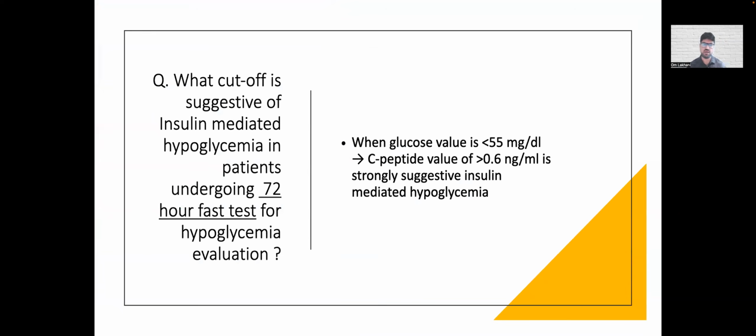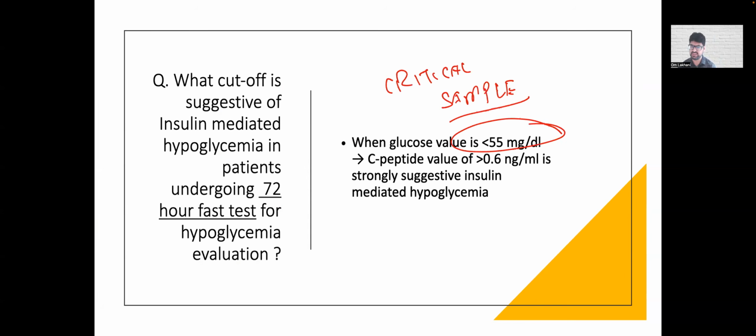Now, another very useful thing where you use C-peptide is interpretation of hypoglycemia. Like I said, I'm not going to go into too much detail about hypoglycemia interpretation, but that's a separate topic in itself. But the thing is, you need to take what is known as a critical sample, right? A critical sample is the one in which the blood glucose is less than 55 milligram per deciliter. So you take the blood sample when the glucose is less than 55 milligram per deciliter, and at that point of time, you measure the C-peptide.